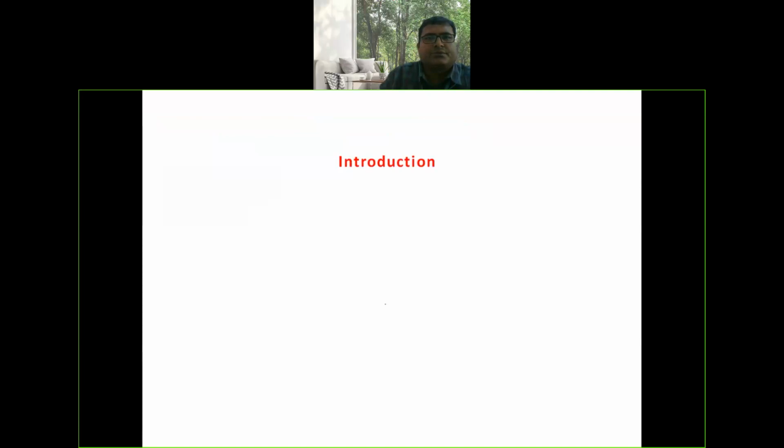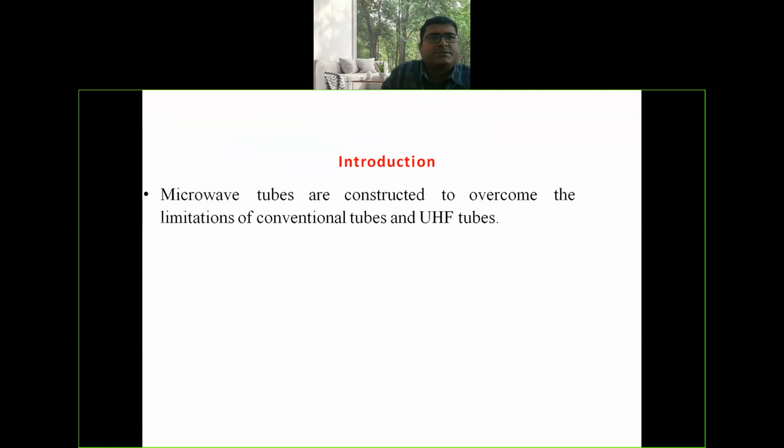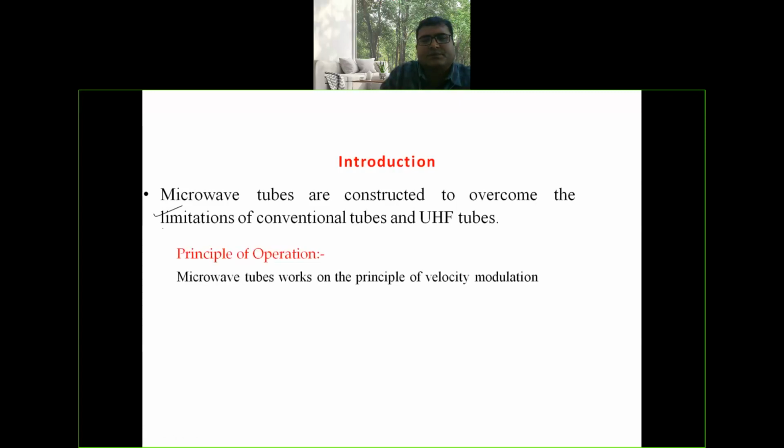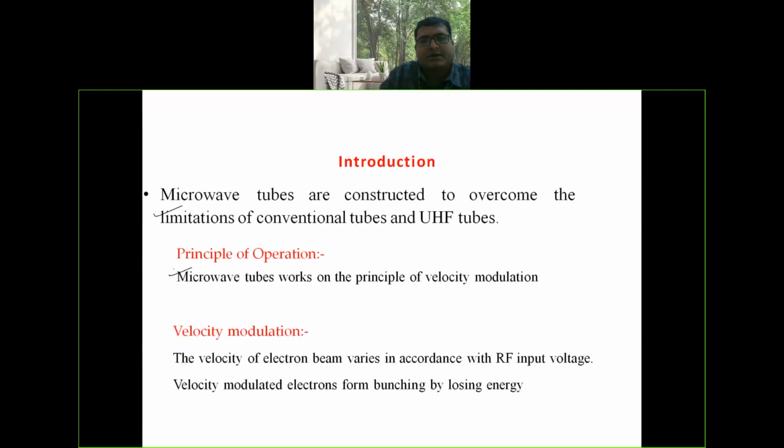Introduction. Microwave tubes are constructed to overcome the limitations of conventional tubes at microwave frequency. The basic principle of operation of microwave tubes: microwave tubes work on the principle of velocity modulation. Velocity modulation: the velocity of electron beam varies in accordance with RF input voltage. Velocity modulated electrons form bunching by losing energy.